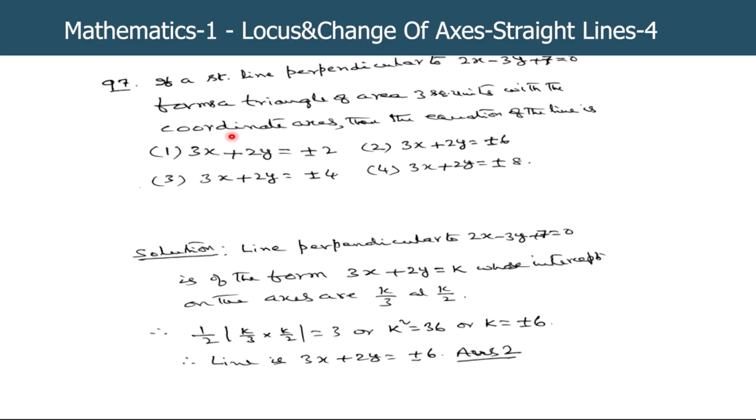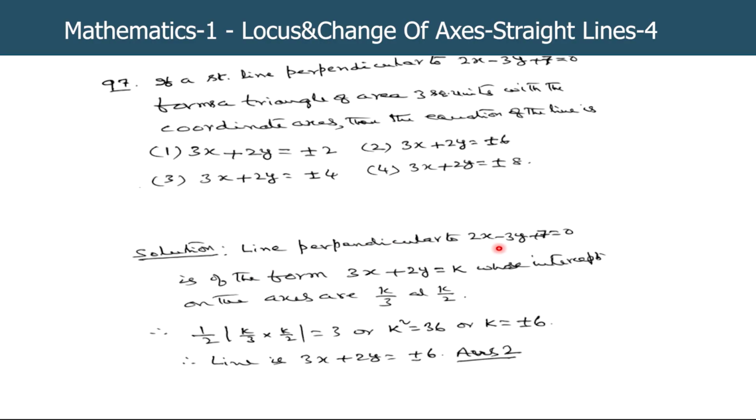97. If a straight line perpendicular to 2x minus 3y plus 7 equal to 0 forms a triangle of area 3 square units with the coordinate axes, then the equation of the line is: 3x plus 2y is equal to plus or minus 2; 3x plus 2y is equal to plus or minus 6; 3x plus 2y is equal to plus or minus 4; and 3x plus 2y is equal to plus or minus 8.